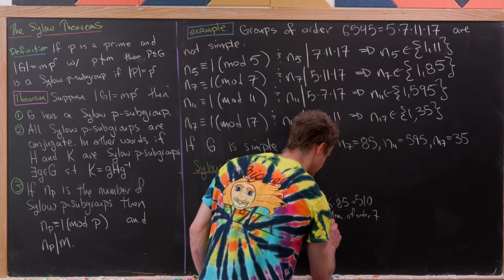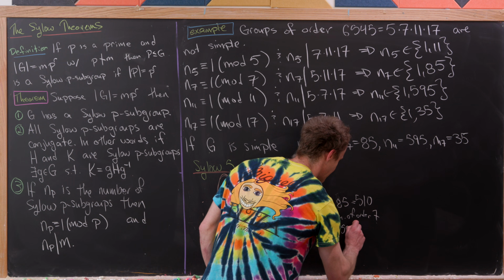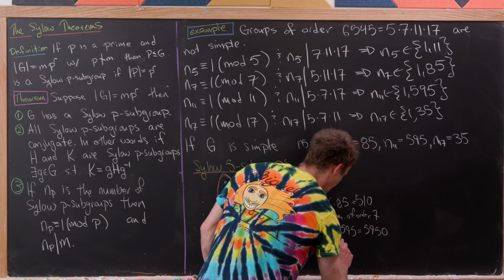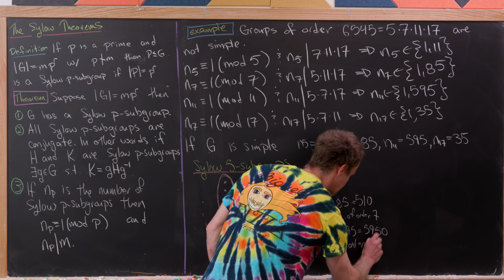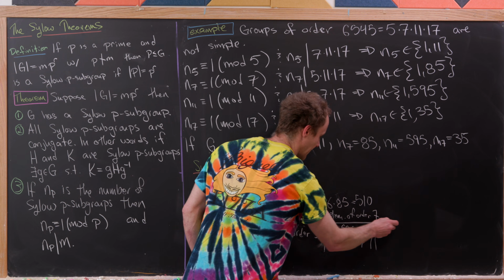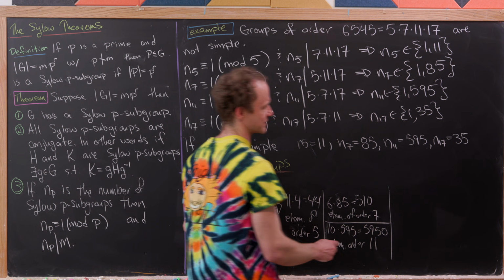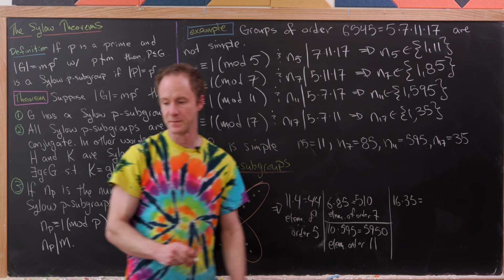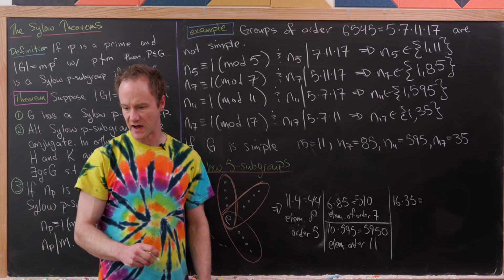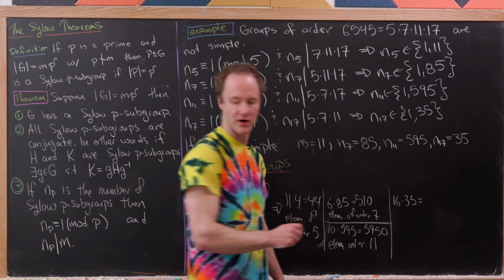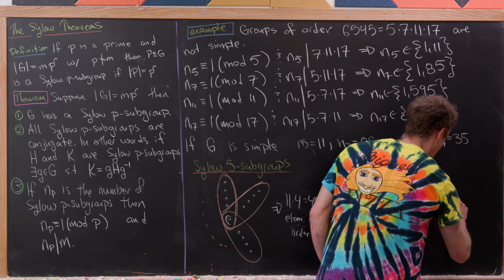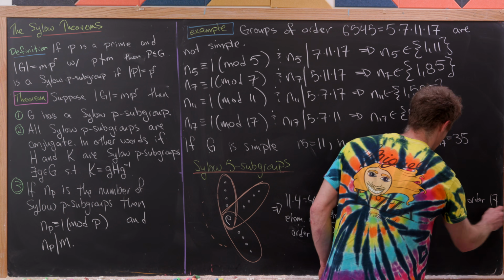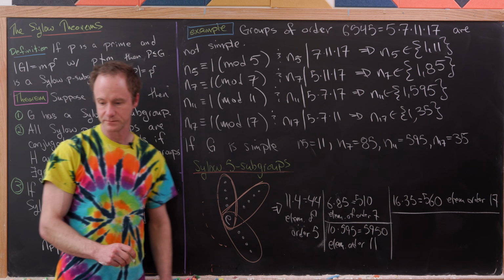There are going to be 10 times 595, but that's of course equal to 5,950 elements of order 11. And then finally, to finish off this counting argument, there will be 16 times 35, but 16 times 35 is equal to 560 elements of order, let's see, we're here at elements of order 17.